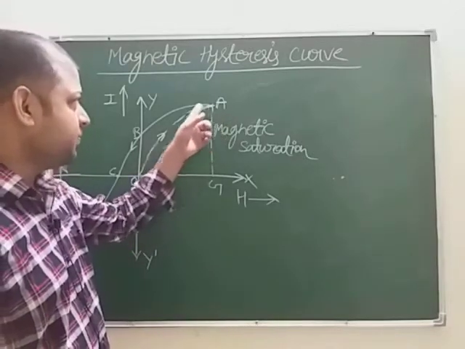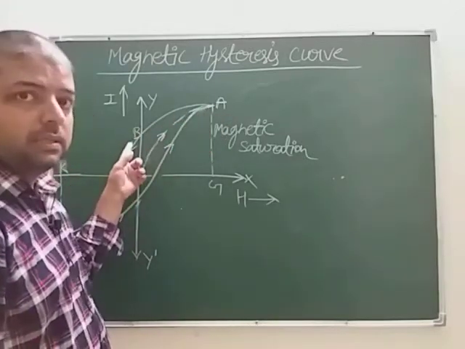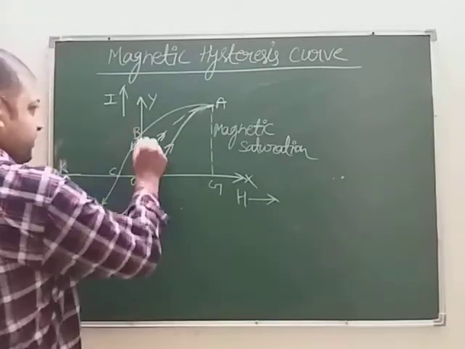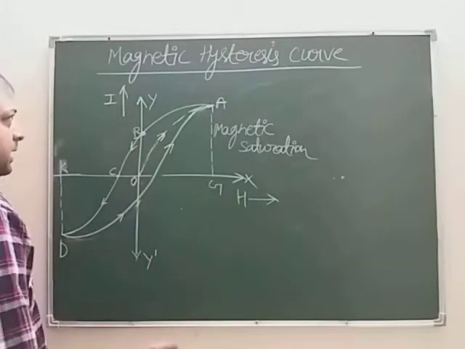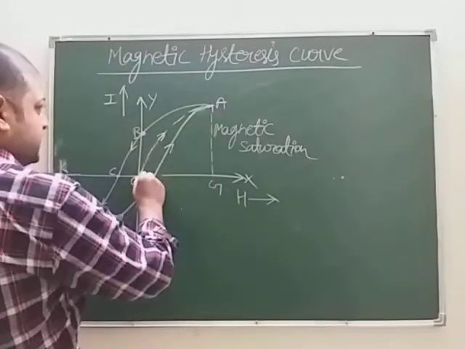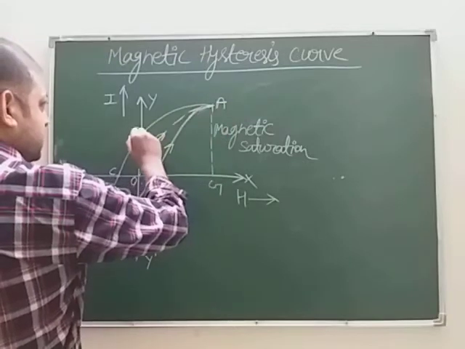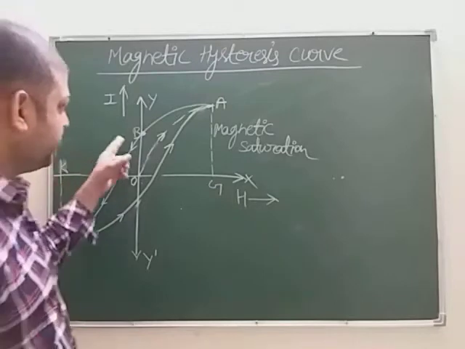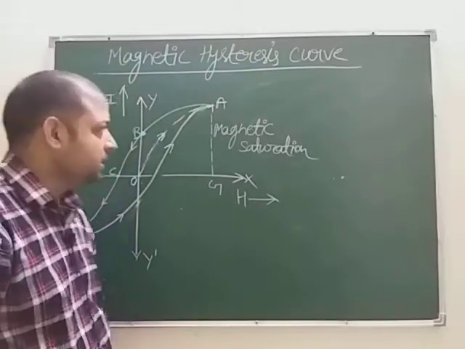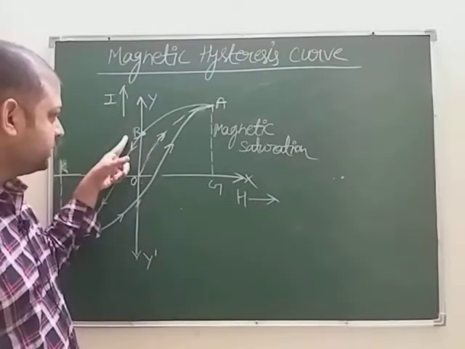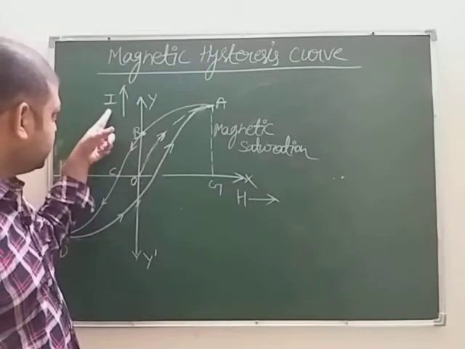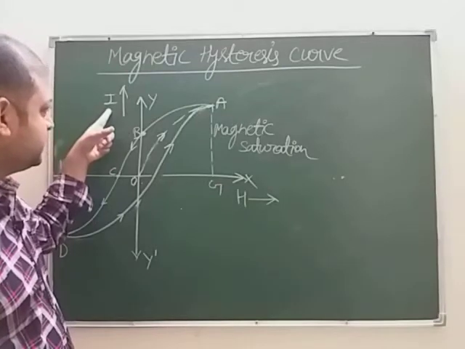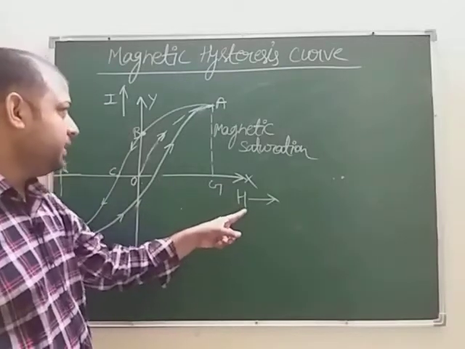Instead, the graph will go from A to B. When the graph moves in this way, it doesn't return on its original path AO, but goes from A to B. Now at point B, we can see in this graph that there is some value of intensity of magnetization. I denotes intensity of magnetization and H denotes magnetizing field.